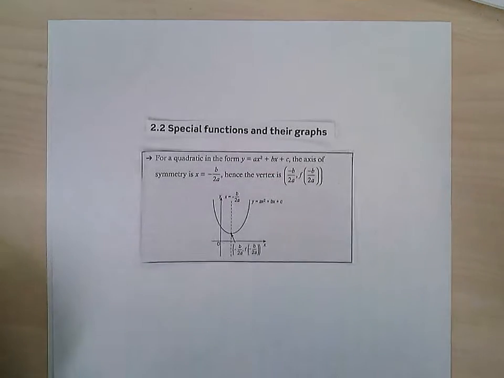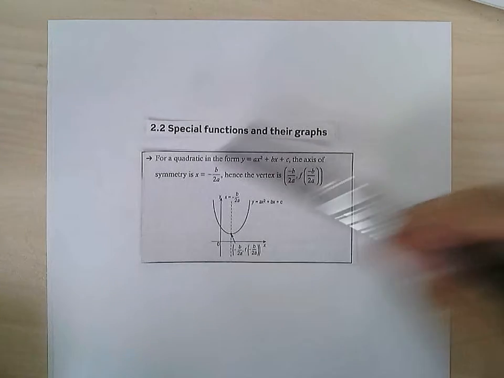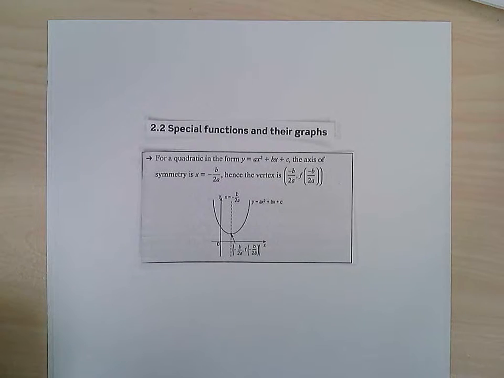Hello, we're going to look at 2.2, special functions and their graphs. Most of this should be review from algebra. I'm just going to go through it real quick. And it says, for a quadratic in the form of y is equal to ax squared plus bx plus c, the axis of symmetry is x is equal to negative b over 2a.